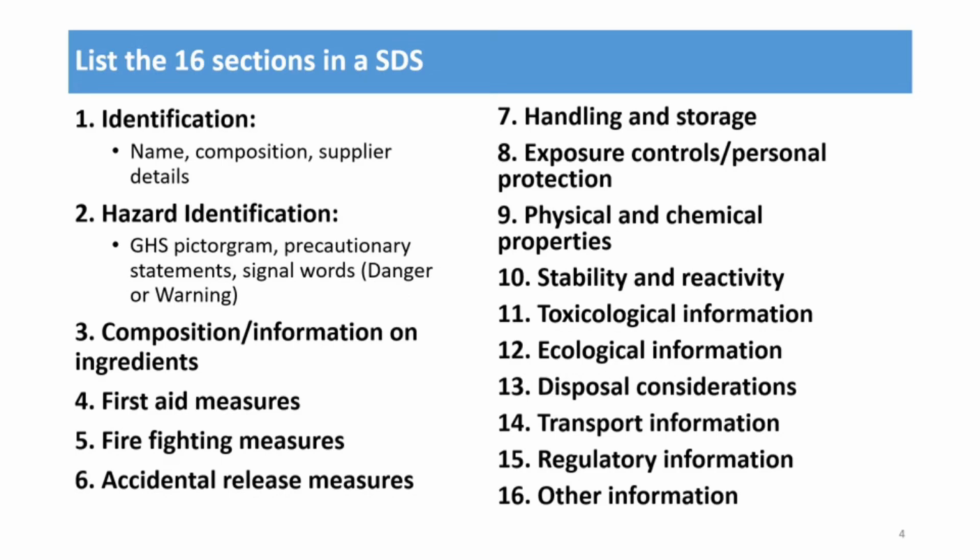Section 13 is important in providing guidance on how to handle and dispose the chemical safely. Section 14 is about how to transport the chemical safely. Section 15 talks about the regulatory information related to the chemical. And lastly, Section 16 provides other information relating to safety and health.